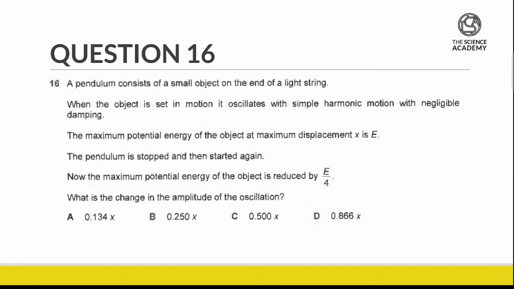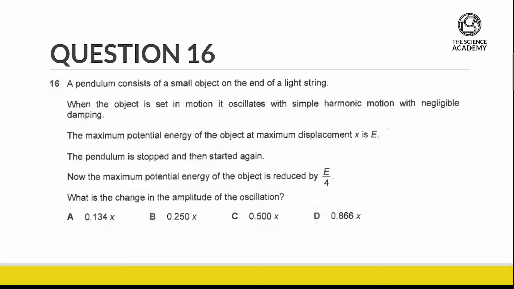In question 16, we are told that a pendulum consists of a small object on the end of a light string. When the object is set in motion, it oscillates with simple harmonic motion with negligible damping. The max potential energy of the object at max displacement x is E.